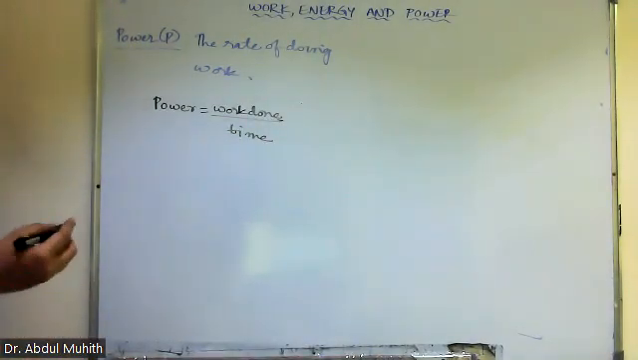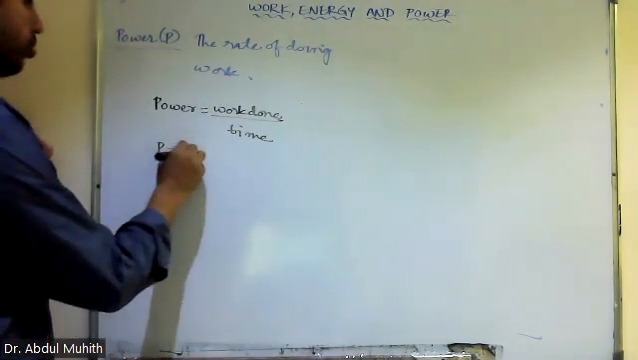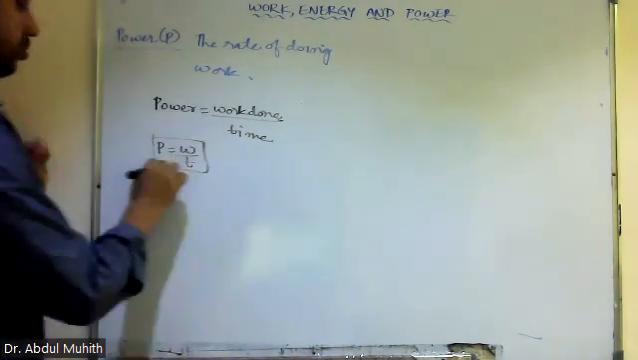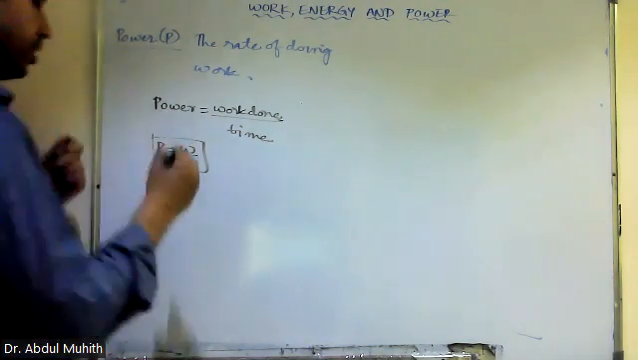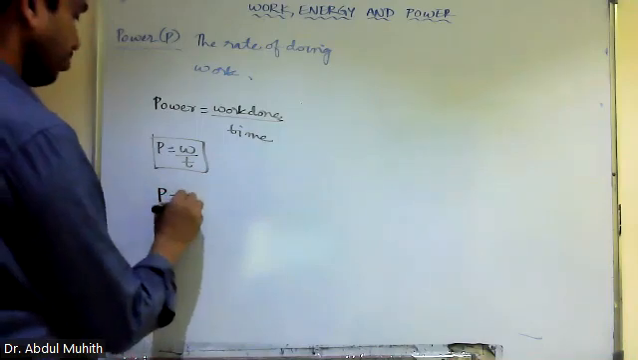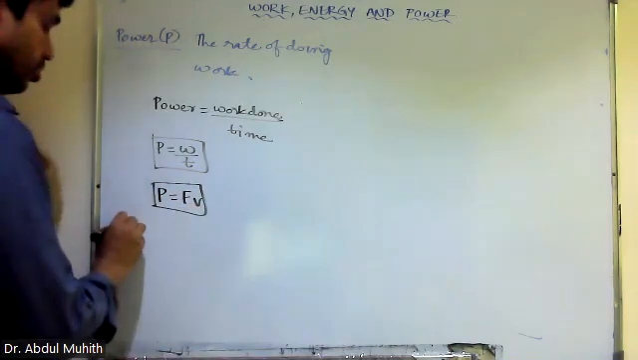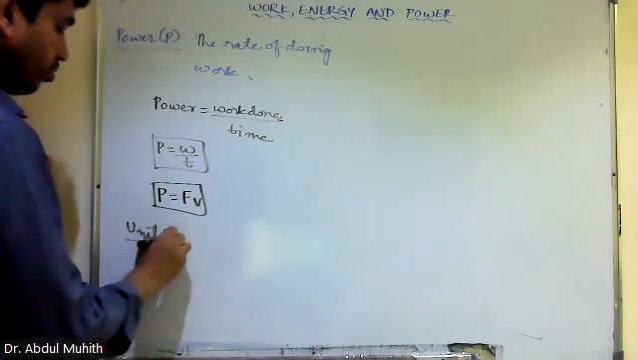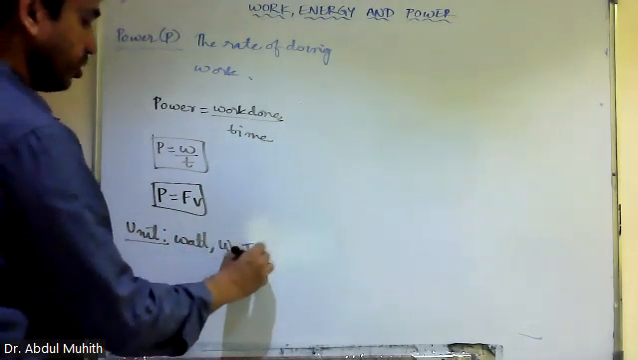Next, it's measured in what? P is equal to W by T. Or also we can write P is equal to FV, force into velocity. These are the two formulas. Unit of power is what? Watt, named after a scientist, James Watt, who invented the steam engine.